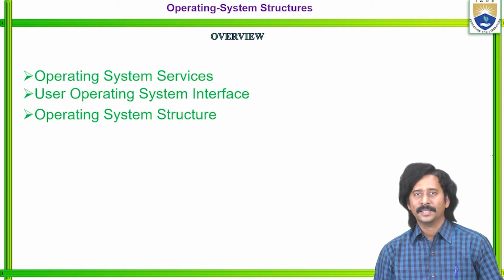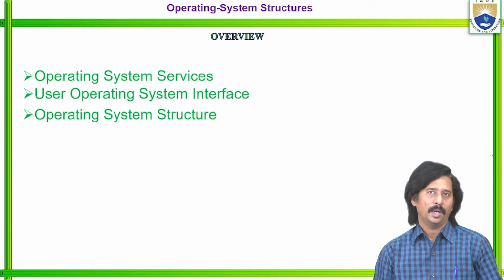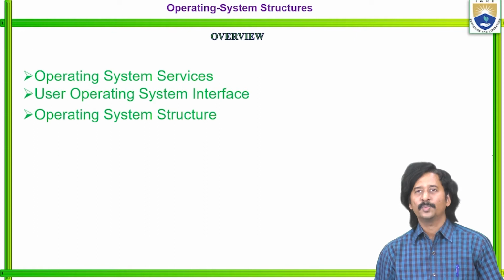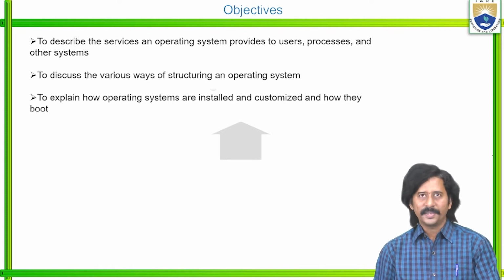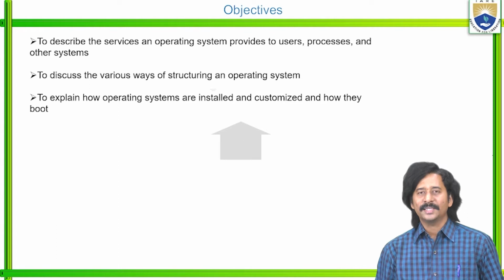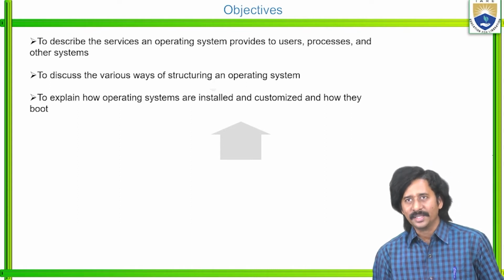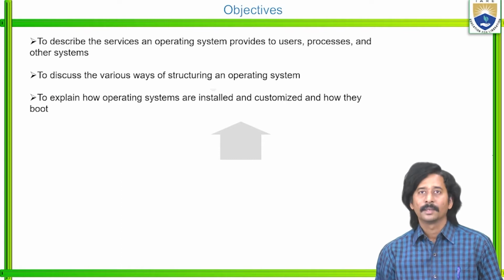We know that the operating system acts as an interface between the user and the system hardware. By default, the operating system provides some services to the user. So what are those services, and with their help, how are the various functions of the operating system executed? These are the objectives of the operating system: to describe the services an operating system provides to users, processes and other systems, to discuss the various ways of structuring an operating system, and to explain how operating systems are installed and customized and how they boot. These are the basic objectives regarding operating system structure.